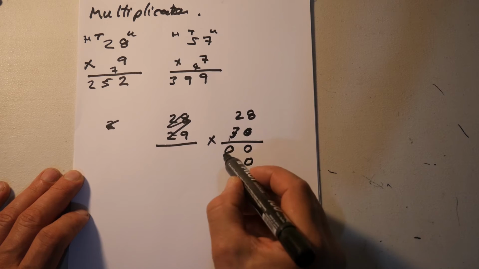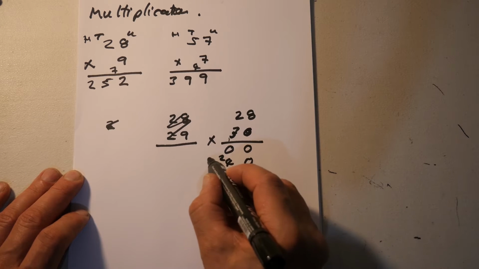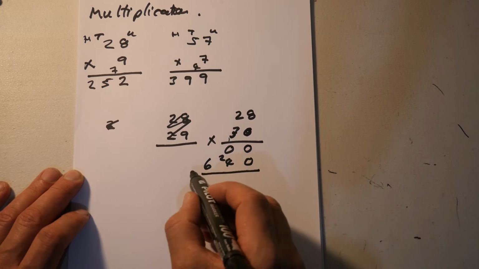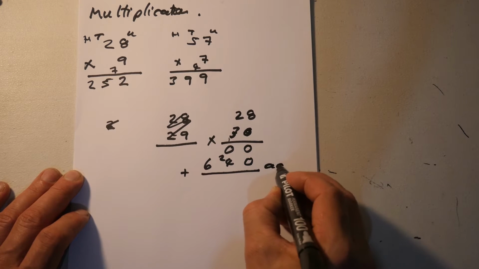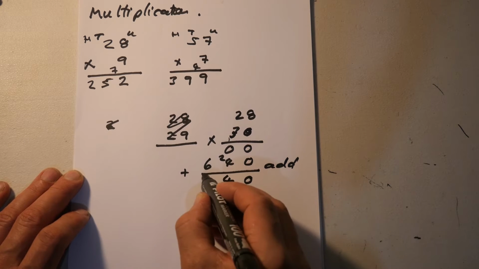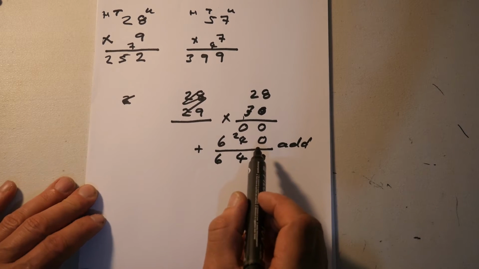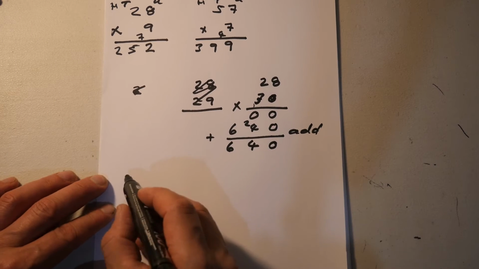So 3 eights is 24. 3 times 2 is 6, plus 2 is 8, okay? And then you add, okay? 0 plus 0 is 0, 4 plus 0 is 4, 6, okay? So that's the basic technique. A quicker way though is to do this.